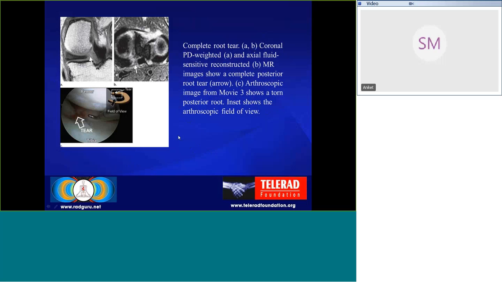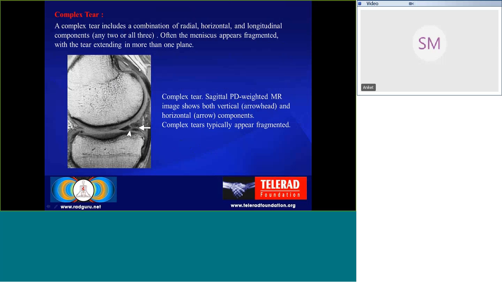See, this is a case of a complete root tear where PD images show a complete absence of the root of the meniscus on coronal images. That is again confirmed on the axial images, where there is a complete tear of the root of the meniscus posteriorly of the medial meniscus. So we have to look into both coronal as well as axial images for diagnosis of the root tear.